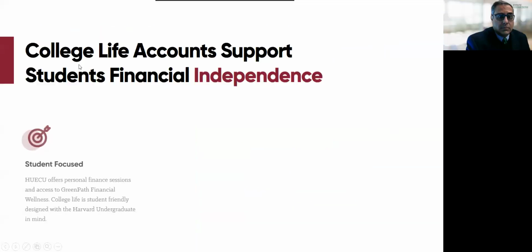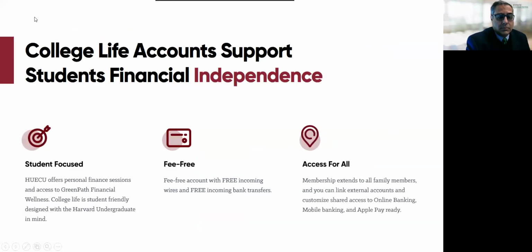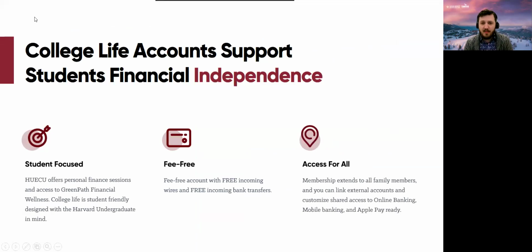So definitely take a look if you're not a member yet. I do want to let you know that all Harvard students are eligible for membership here at the HUECU. And this is a great benefit for you, even if you have another bank that you belong to. When you have a membership with us, there are all sorts of products and services that are exclusive to you, including our online financial growth platform, Thrive, and GreenPath, some of our partners. We also have classes and workshops you can take, webinars such as this that you can take. We waive a lot of fees, as I mentioned before, and membership is a lifetime membership.